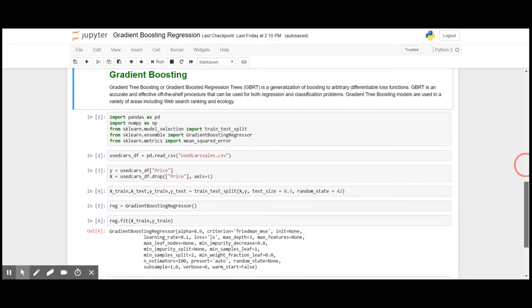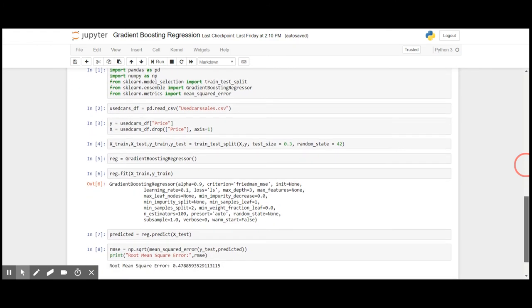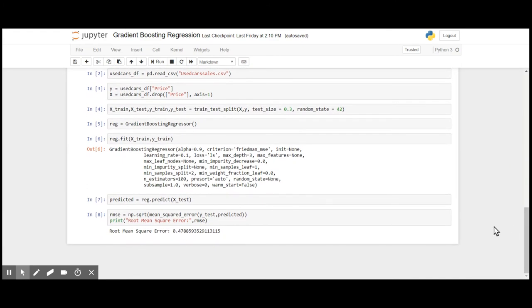Here I am going to explain how to use the gradient boosting regressor. I am going to apply it on the used car sales data, and the root mean square error that we have got is 0.47, which is the best among all the other models that we have seen till now.